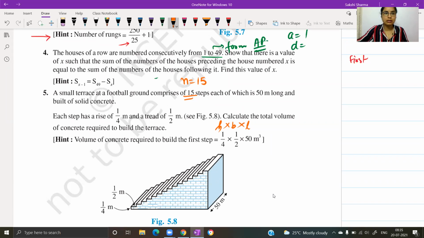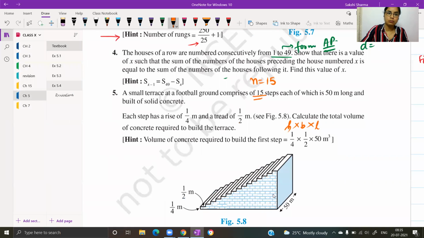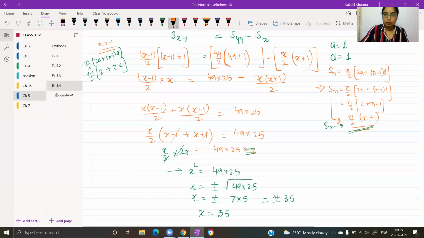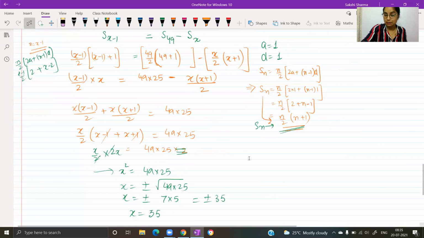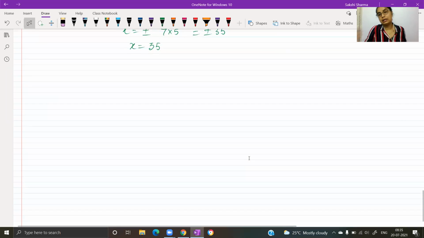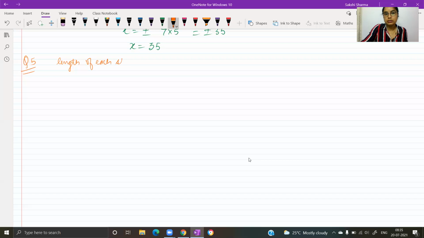We will proceed the way they have given. Let's find out the volume and do write down that the values obtained form an AP before you apply the sum. Make it a habit. So question number 5. In general, length of each step is 50 meters. The breadth of each step is half meters. This is the tread.